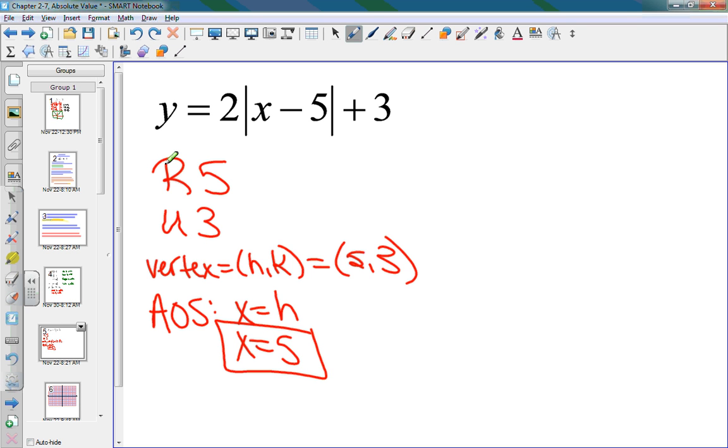2. A is going to be the value 2. Okay? Is that going to be a stretch, meaning greater than 1, or a compression, meaning a fraction? It's a stretch because it is greater than 1. So I'm going to have a stretch of 2 units. Okay? Now furthermore, is A positive or is A negative? Positive. Since A is positive, am I going to have a mountain or a valley?